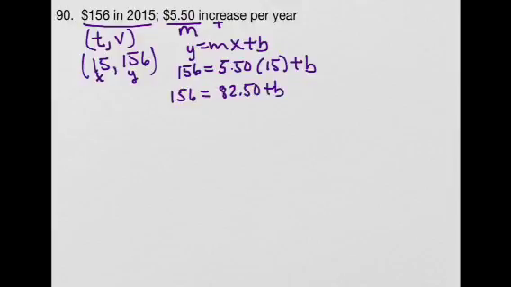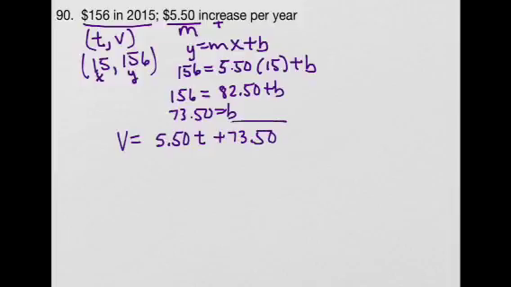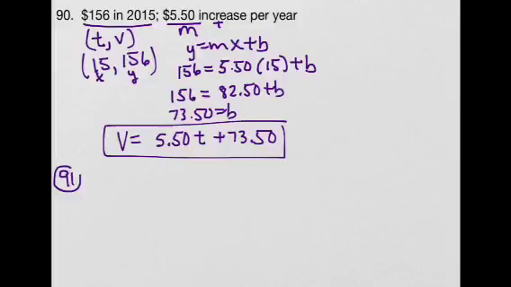Plus b. We subtract that from 156 and we get 73.50 equals b. So the equation is v equals 5.50 t plus 73.50. So this represents the value of this product in terms of T.